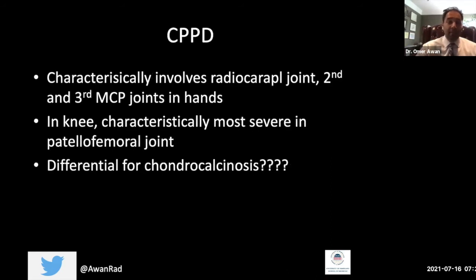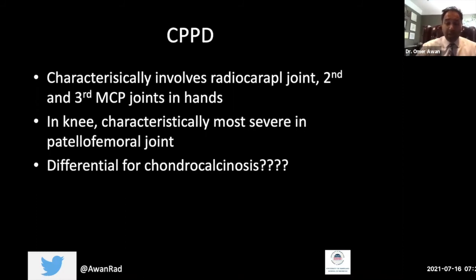So for example, in the wrist, it's not going to involve the first CMC or the triscaphe joint like OA does, but it's going to involve the radiocarpal joint. The radiocarpal joint is the one that's going to be involved in CPPD. And it also involves the second and third MCP joints in the hands, okay? In the knee, the patellofemoral compartment is going to be involved more than the medial compartment, right? So in OA, it's the medial femorotibial compartment that's involved, but in CPPD, it's the patellofemoral compartment, right? So the distribution of degenerative changes is going to be different, which will lead you to the diagnosis of pyrophosphate arthropathy versus OA.